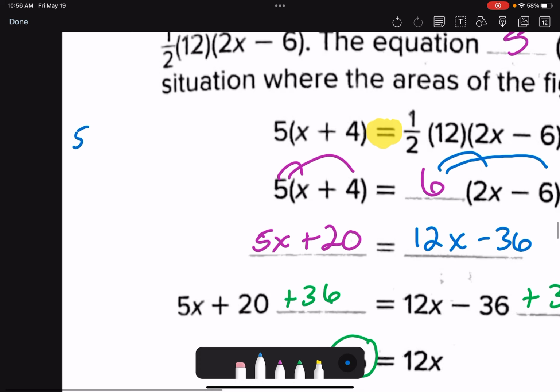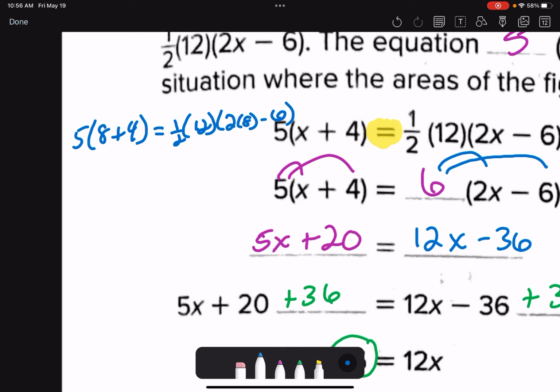So we have 5 times (8 plus 4) equals 1/2 of 12 times (2 times 8 minus 6). So go ahead and try this out on your own to check and see if it's correct. All right, let's go ahead and work this out.